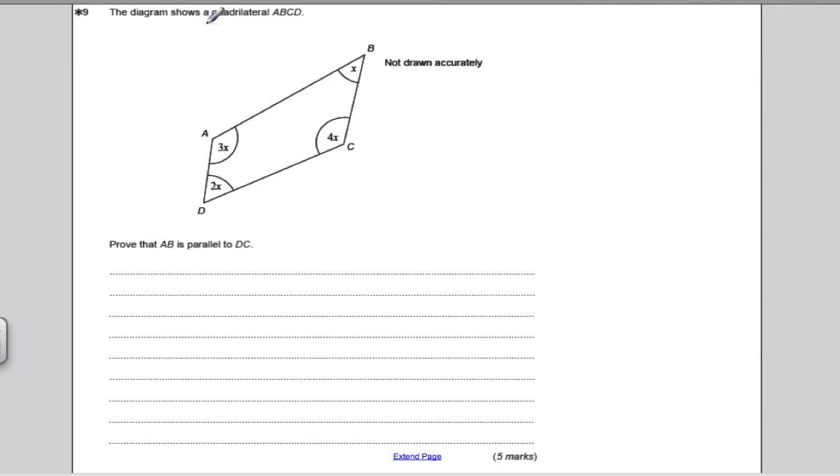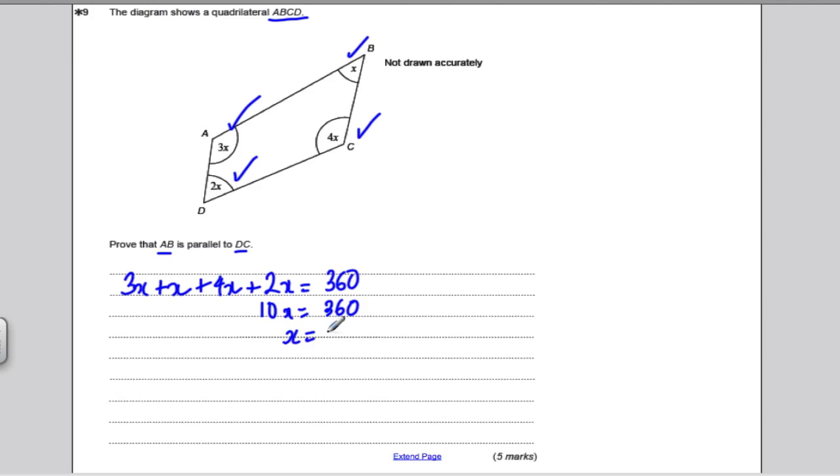Question 9. The diagram shows a quadrilateral, a four-sided shape. Prove that AB is parallel to DC. Okay, well, we know that the angles inside a quadrilateral add to 360. So 3x plus x plus 4x plus 2x must add up to 360. How many x's do we have? 3 and 1 is 4, add 4 is 8, add 2 is 10 x's are 360. So x in particular must be 360 divided by 10 is 36.